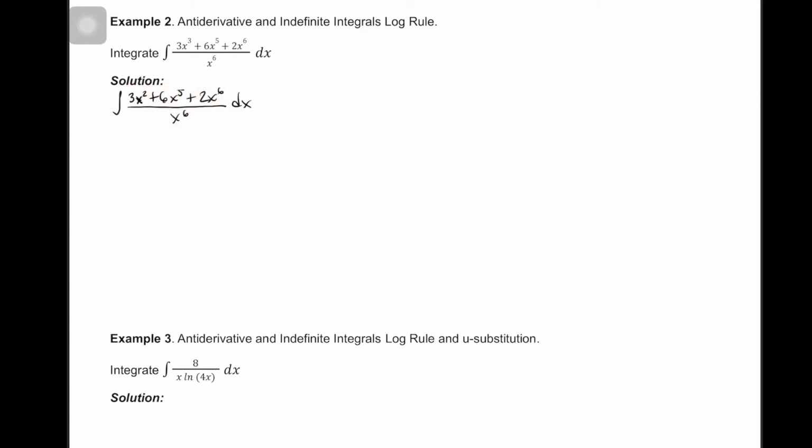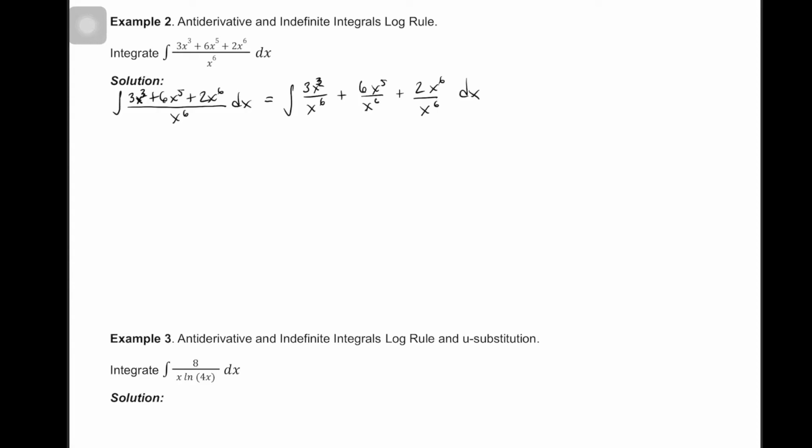So we can break this into three fractions by simply dividing every single term by x to the 6. So this is an algebra step, right? And then we can see that these will simplify little by little, and this is supposed to be a 3. So this will be a 3. Right, and then everything looks great, so good.